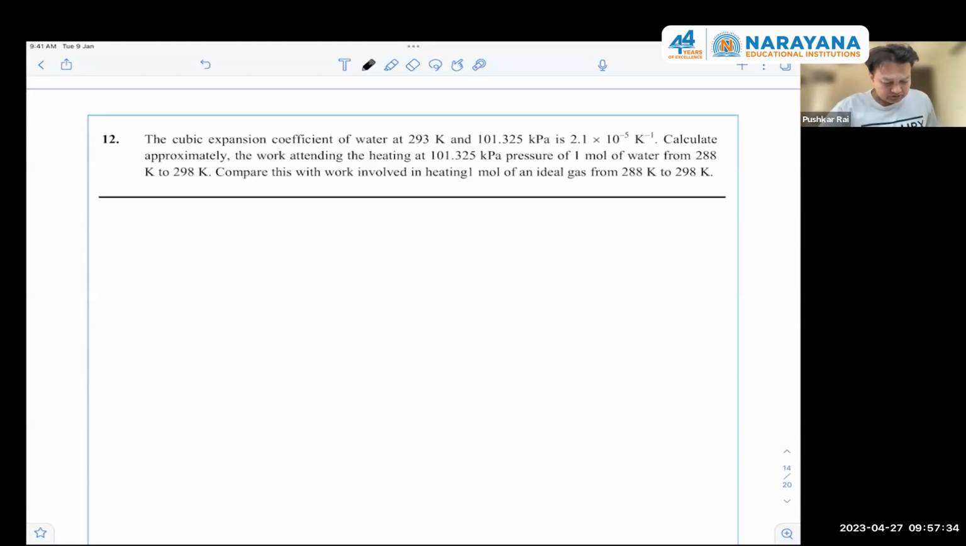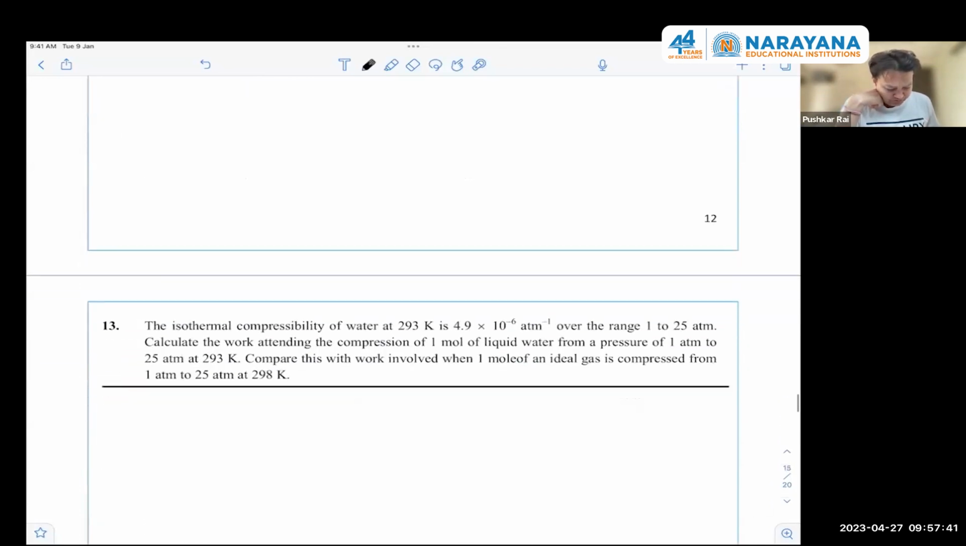Okay. Cubic expansion coefficient of water is this. Enough of this. Now you will solve it. Let's try this question.